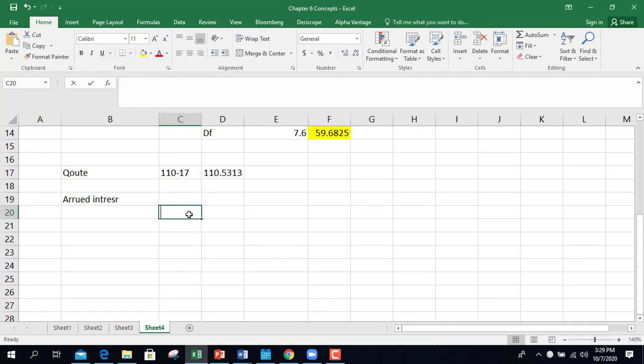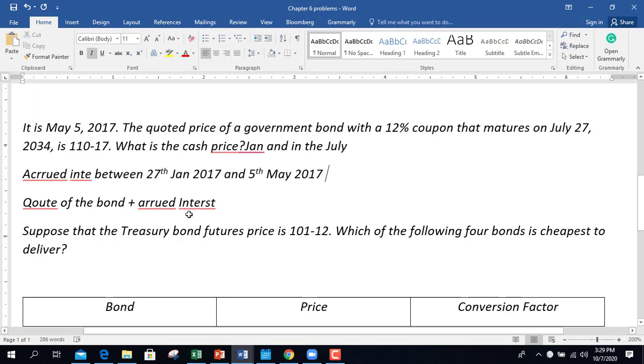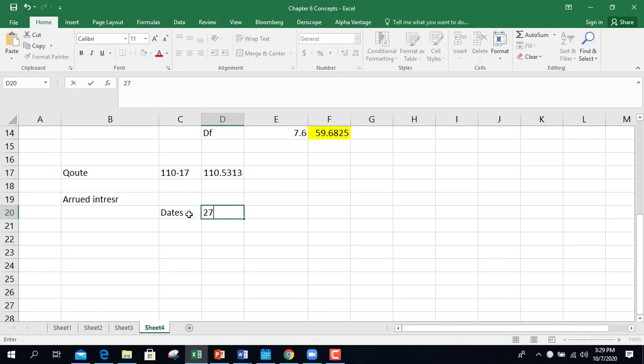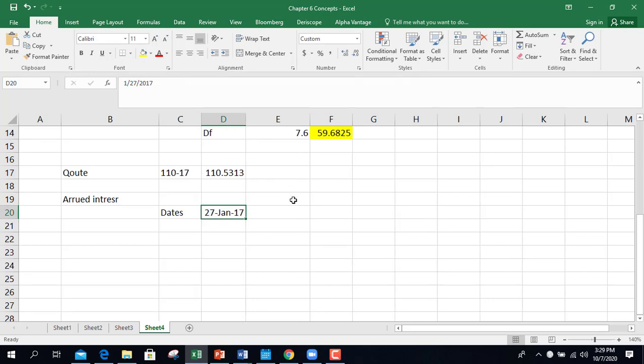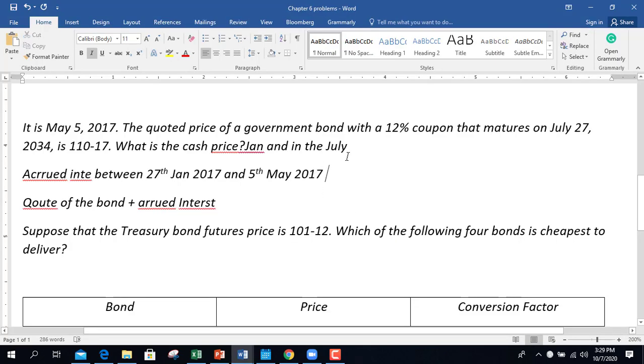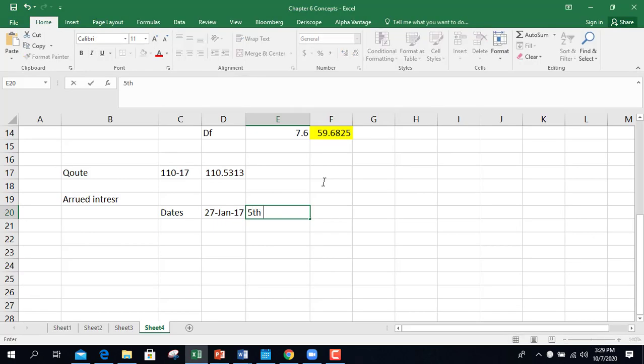So let's do that. The dates given are 27 Jan 2017 and 5th May 2017. Okay, we need to find the number of days between these two.